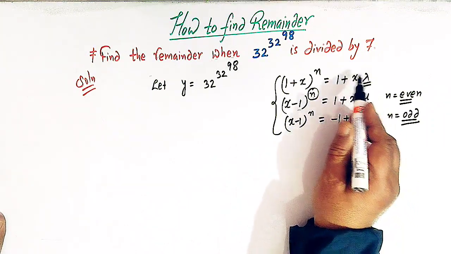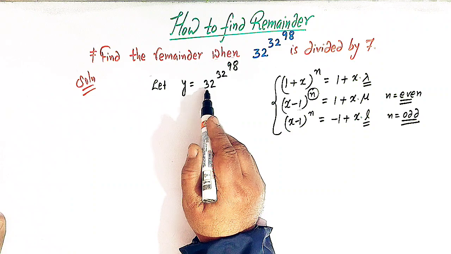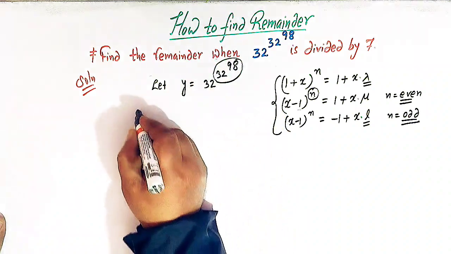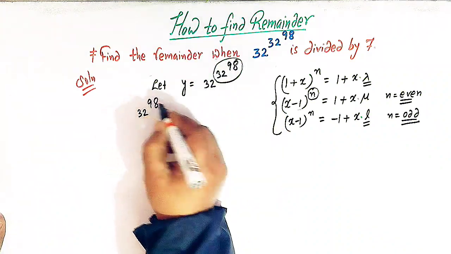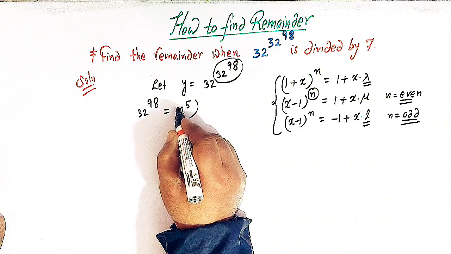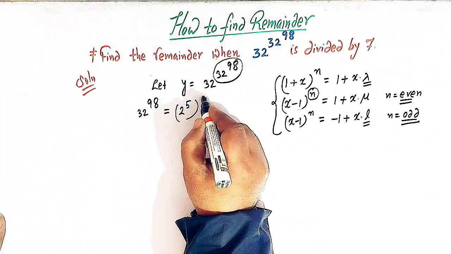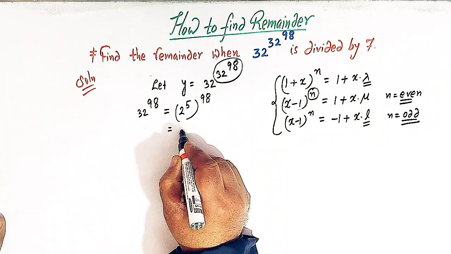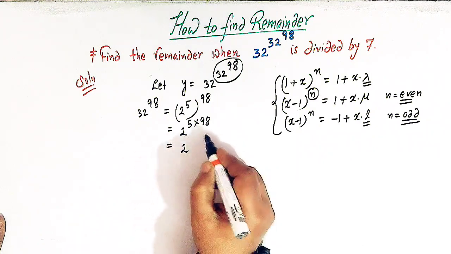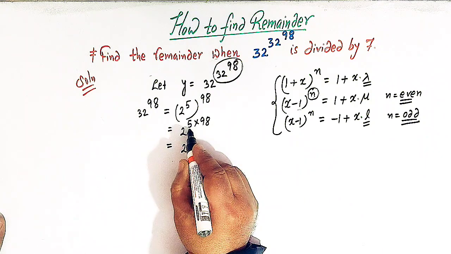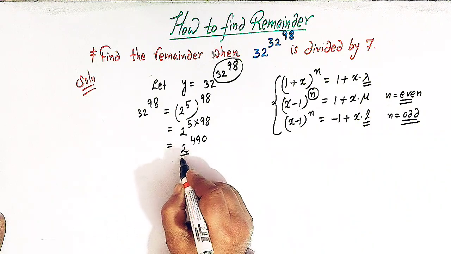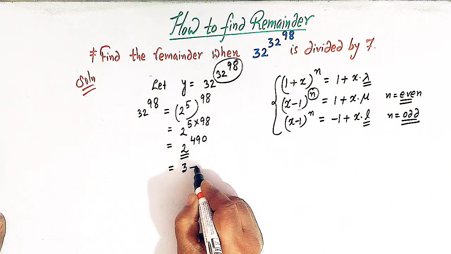So now let us apply these concepts to this problem. What we will do here, we'll first take this number, that is 32 raised to 98. Now 32 raised to 98 can be written as 2 raised to 5, because 32 can be written as 2 raised to 5, and here we have 98. So we can now write 2 raised to 5 times 98, which is 2 raised to 490. And now this 2 can be written as 3 minus 1.